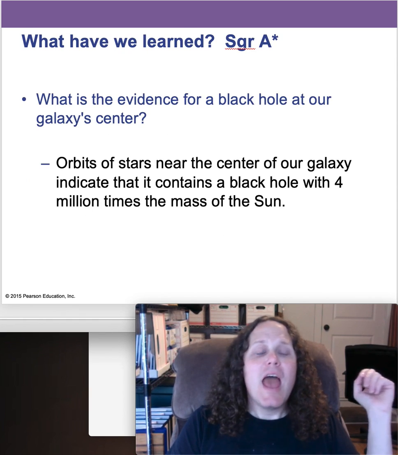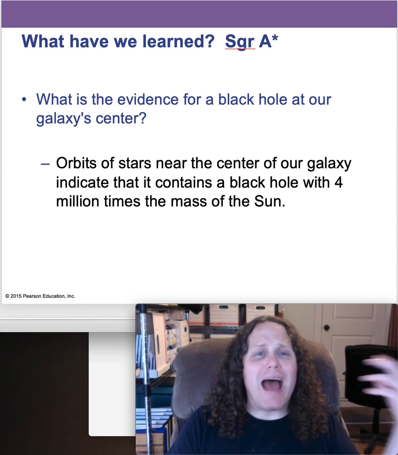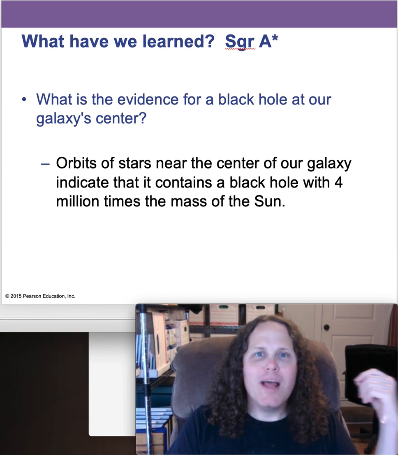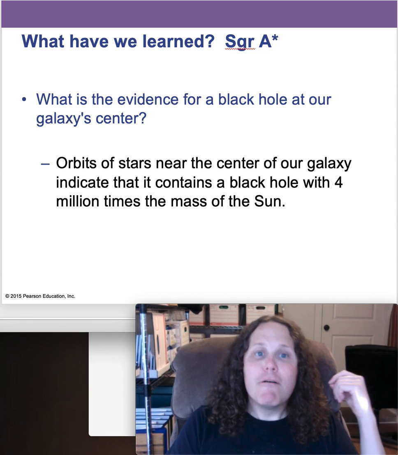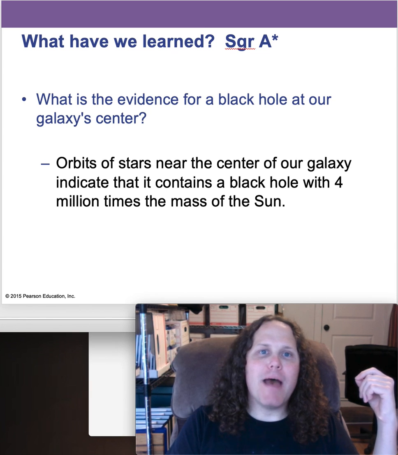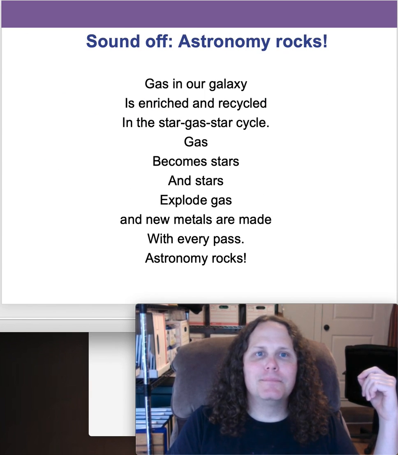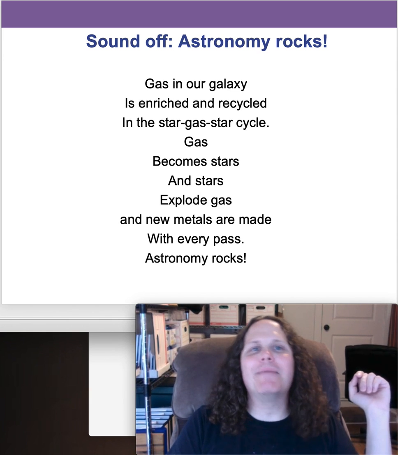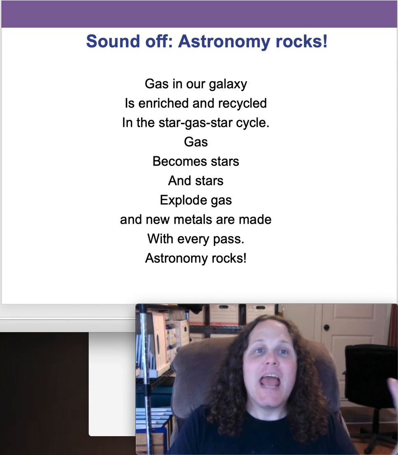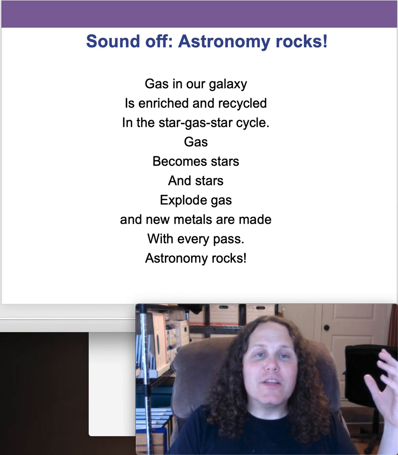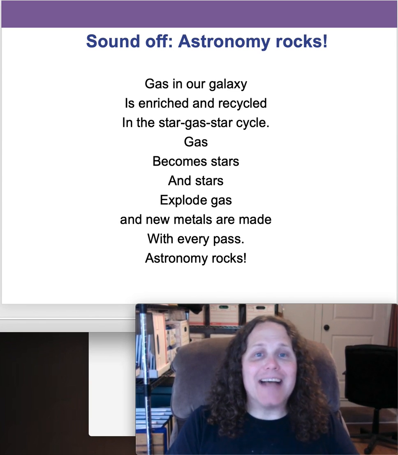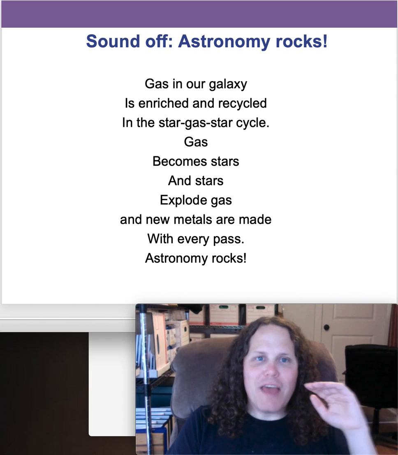To recap, at the center of our galaxy there are a few thousand stars orbiting a supermassive black hole, Sagittarius A star, 4 million times the mass of our sun. So, let's end now as we usually do with poetry. Say it with me. Gas in our galaxy is enriched and recycled in the star-gas-star cycle. Gas becomes stars, and stars release gas, and new metals are made with every pass.